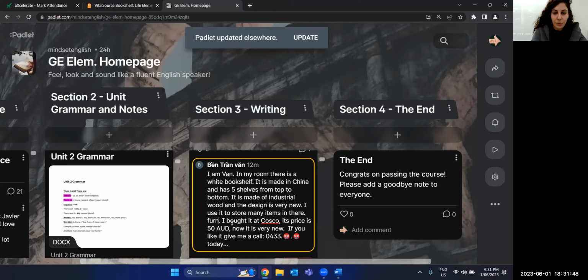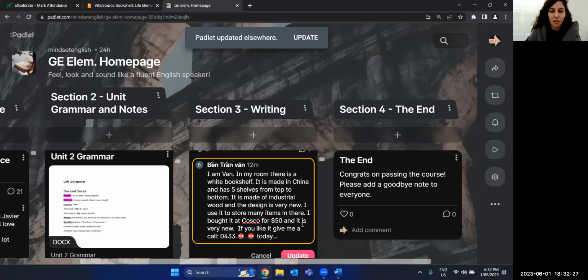I bought it at Costco. Full stop. Or you can connect the sentence: I bought it at Costco for $50. So we don't need to put AU dollars. That's only if you're selling something international. But when you're in Australia, you just put for $50, because everybody uses AU dollars. So I bought it at Costco for $50, full stop. Or you can connect it by and now it is very new. I would say I bought it at Costco for $50 and is still.